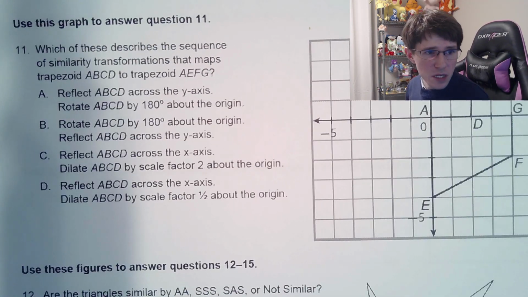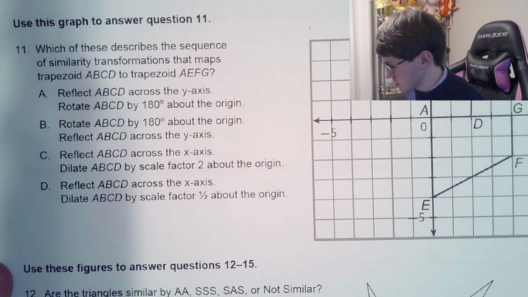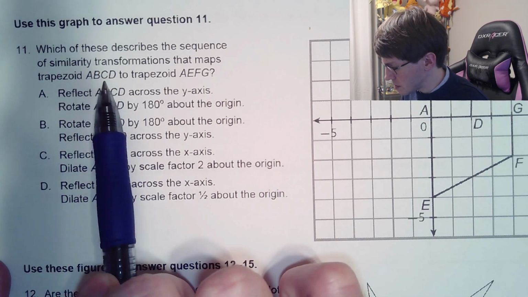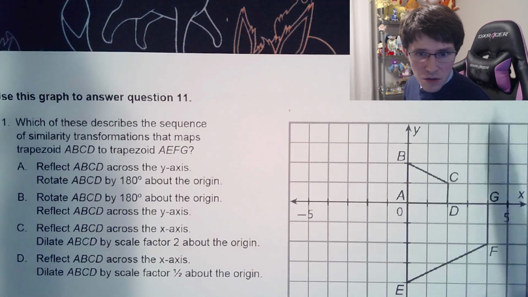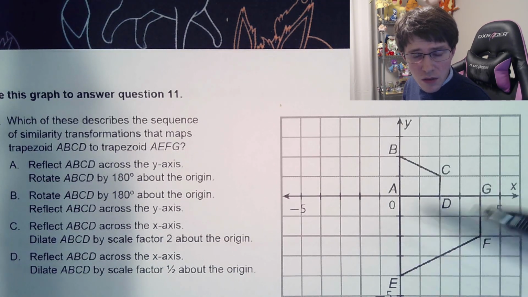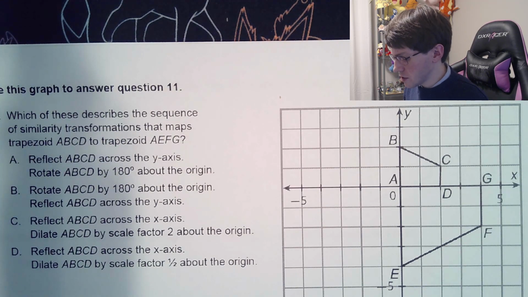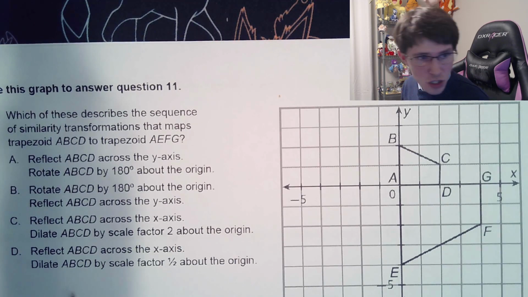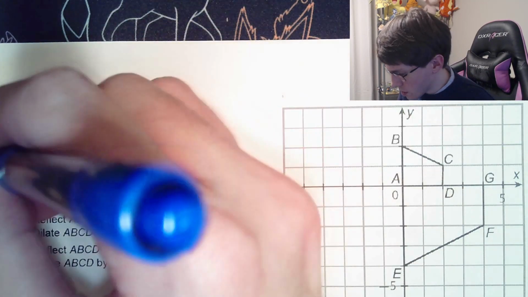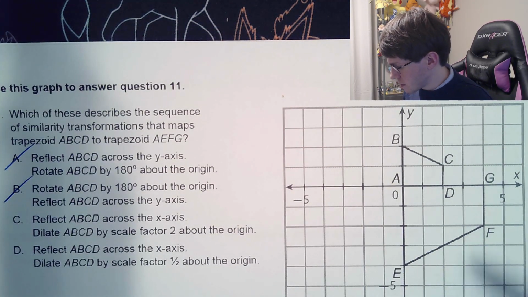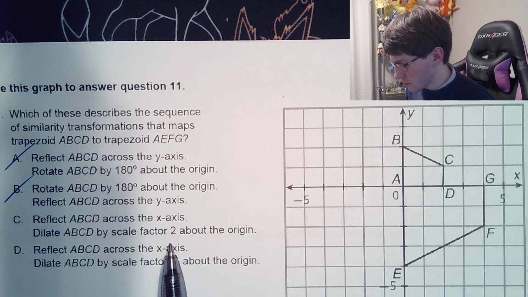Which of these describes a sequence that maps this trapezoid to this trapezoid? So we're doing from ABC to AEGF. So looking at it, it's becoming bigger, and it looks like it's been flipped upside down. So flipping upside down, also called a reflection. So let's see, we need to dilate for sure. So A and B are both wrong because they don't have a dilate. It looks like we need to multiply it by 2, so it's got to be right here.